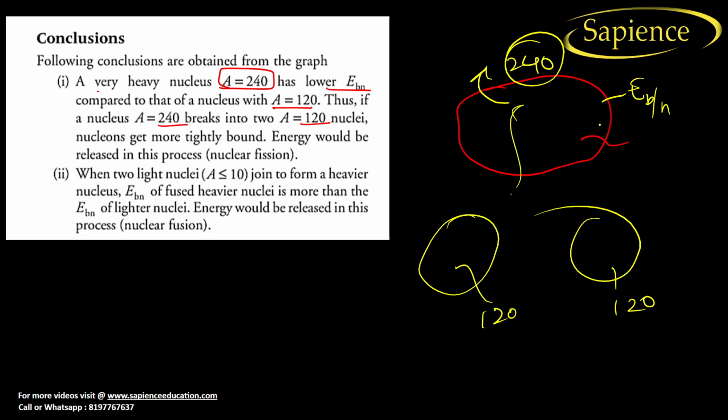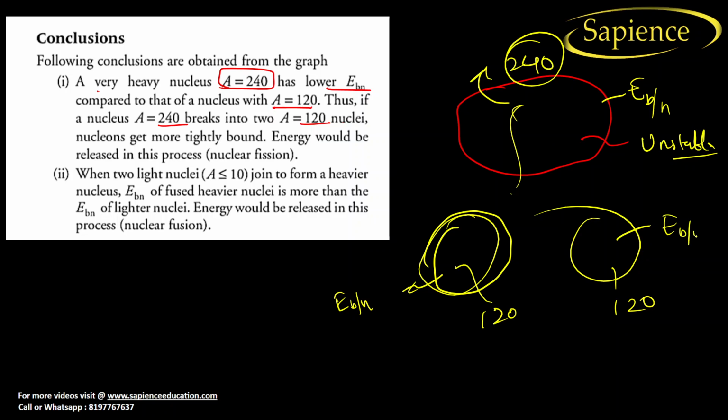See, if there is a heavy nucleus like uranium, it is unstable. But when it breaks into two parts, it will get more tightly packed, because it has a smaller number of nucleons as compared to uranium. So it has more binding energy per nucleon. From this we can say that the binding energy per nucleon after the breakdown becomes stronger. That's why the binding energy per nucleon will increase.